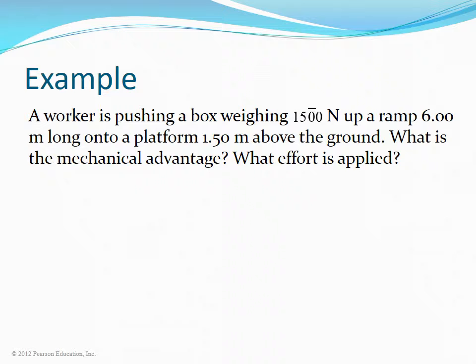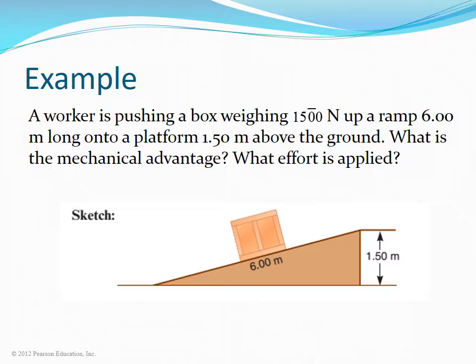A worker is pushing a box weighing 1,500 newtons up a ramp 6 meters long onto a platform 1.5 meters above the ground. What is the mechanical advantage? And what effort is applied? First, sketch the problem.